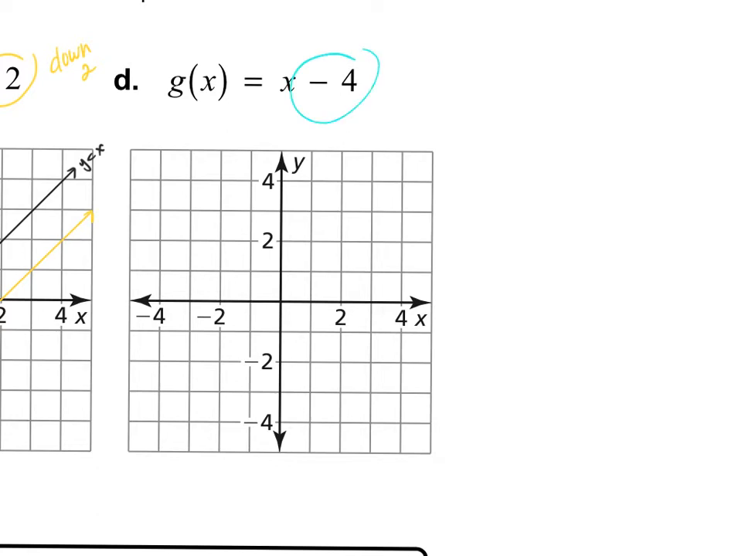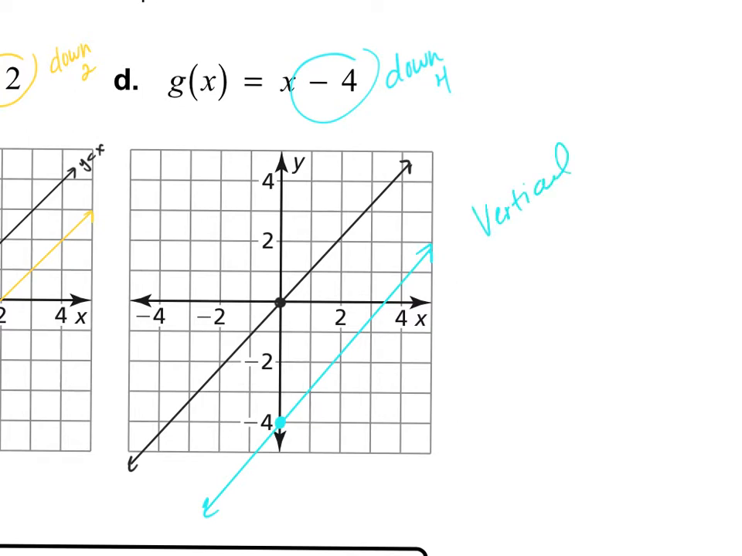This one says we're going to go down 4. So we have our original here, and then we're going to draw our line. I have to make that go through the middle. There we go. It says we're going to go down 4, so our y-intercept is going to go down to -4, and then we're going to draw our line. And then our arrows. So these are vertical translations, up or down.